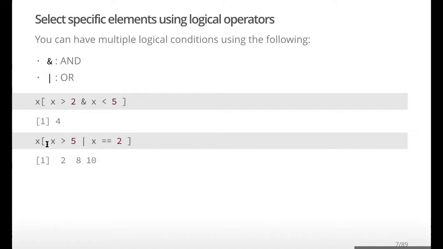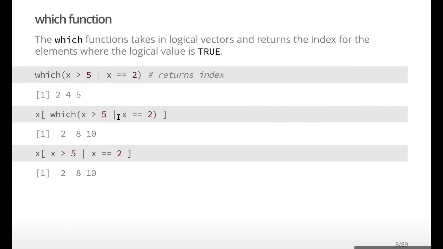Now, alternatively, we can say x is greater than 5 or x is equal to 2. Again, note these are double equal signs. It is different than an equal sign that is used for assignment or within functions to define an argument. So here, this will return trues and falses, and we get back all the elements that are greater than 5, 8 and 10, as well as those that are equal to 2. So 2 doesn't meet this condition, but it does meet this condition. 8 meets this condition, but not this one. But the OR says if either one of them is true, return true.